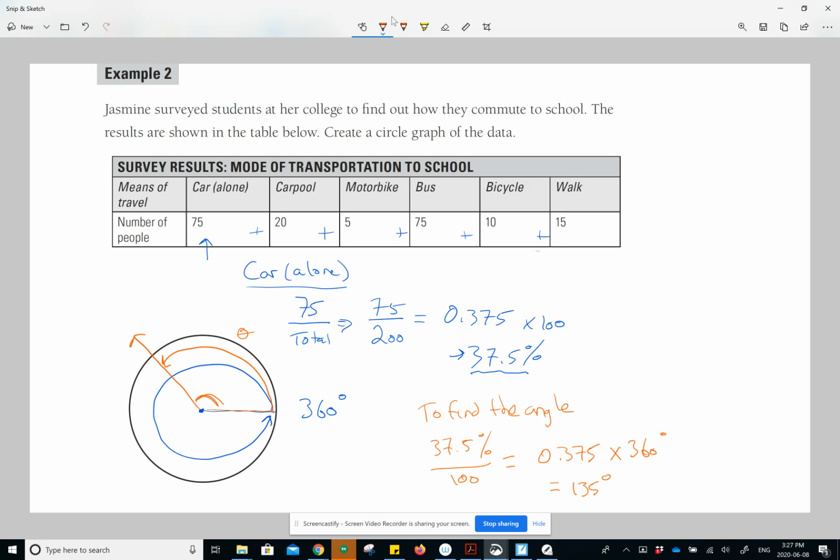That means that 37.5% of 360 is 135 degrees. So I'm going to use a protractor to measure an angle of 135 degrees here and draw the lines, and then this section will be the people that drove a car alone.